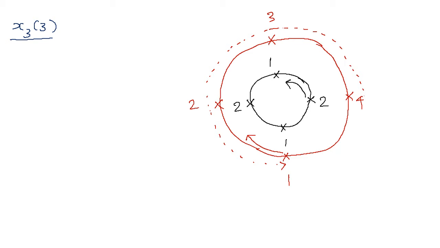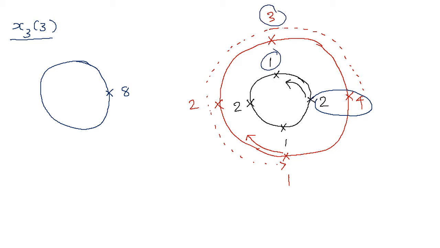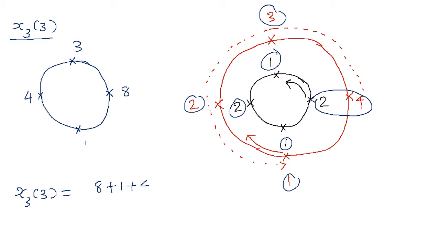Once we represent these two signals, we obtain the product sequence as before. 2 into 4 gives 8, 1 into 3 gives 3 here, 2 into 2 gives 4 here, 1 into 1 gives 1 here. Now x3 of 3 is just the sum of this product sequence, that is 8 plus 1 plus 4 plus 3. 8 plus 1 is 9, 9 plus 4 is 13, 13 plus 3 is 16.